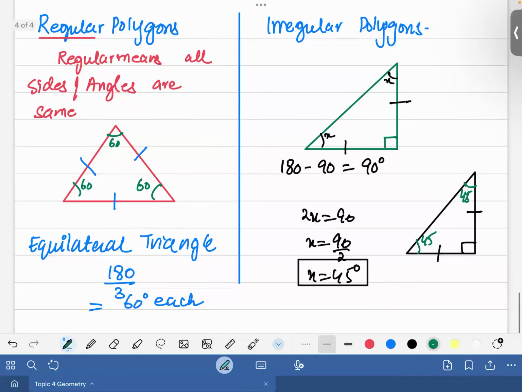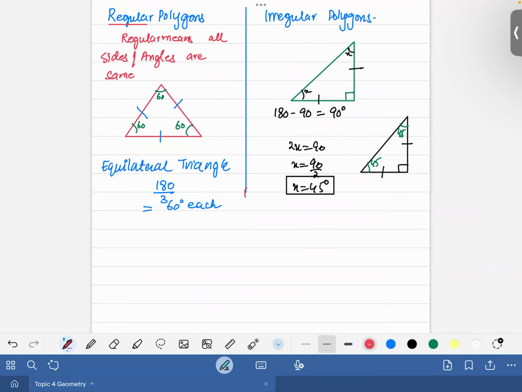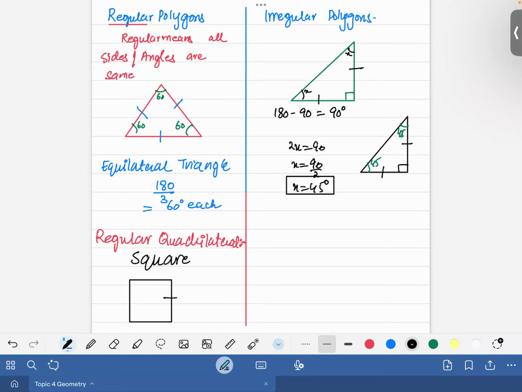Proceeding. If all of you are aware of regular polygons, you must have heard the word regular quadrilateral. Do you know the name of the regular quadrilateral? Which shape has four sides equal in length? Square. It's a square, because a square has four sides of equal length and all angles of 90 degrees each. Understood? Yes, sir.